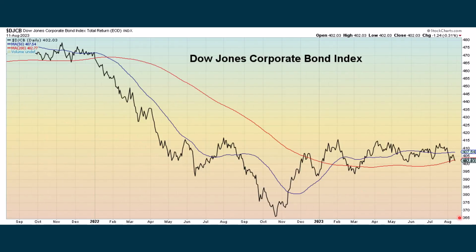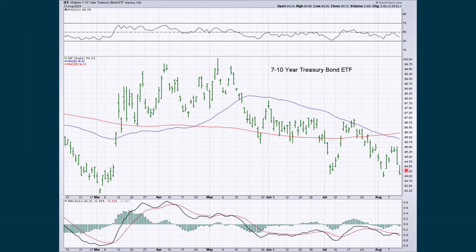The Dow Jones Corporate Bond Index has been doing a lot of sideways action in 2023, but they're still in an uptrend. Then we look at the price of the 7 to 10 year bond ETF. We're seeing some weakness here. The RSI is dropping below 50. We've seen a recent death cross based on price. The MACD is also negative, and we've seen some real weak price action lately.